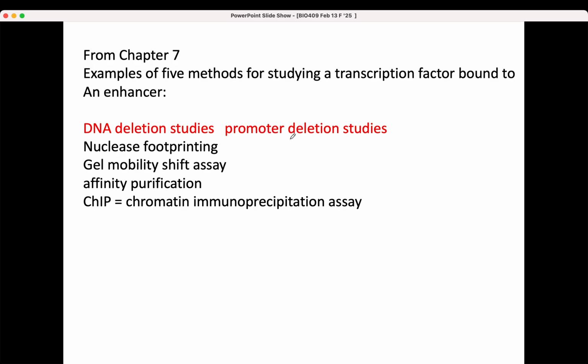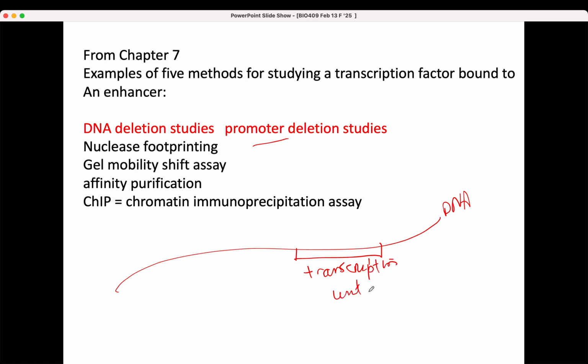People refer to them as promoter deletion studies because we know these good modern terms for a gene being two parts: the transcription unit and the cis regulatory region. It really features a promoter proximal, right next to the transcription unit, and it's usually just going to help the RNA polymerase land, and up here an enhancer.